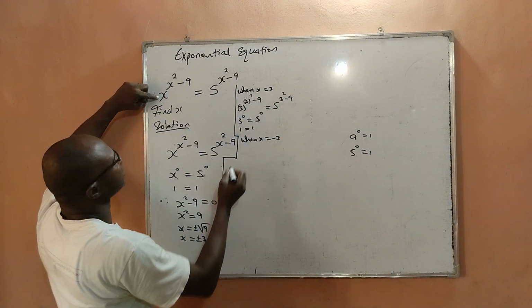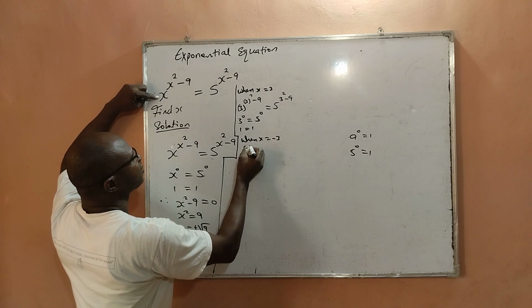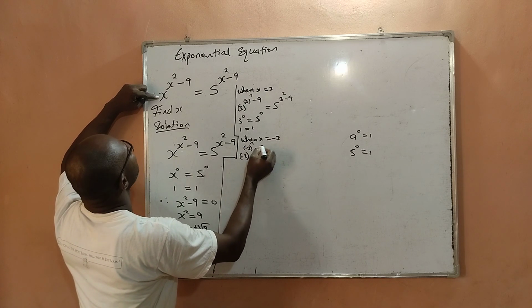It implies from the original question I will have negative 3 raised to the power, negative 3 also raised to the power 2 minus 9.